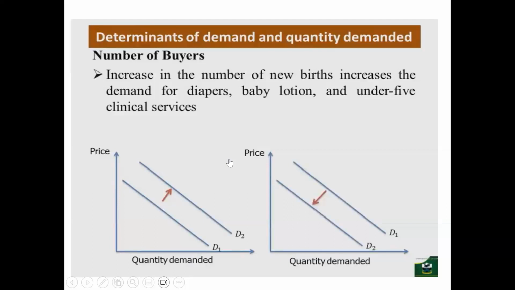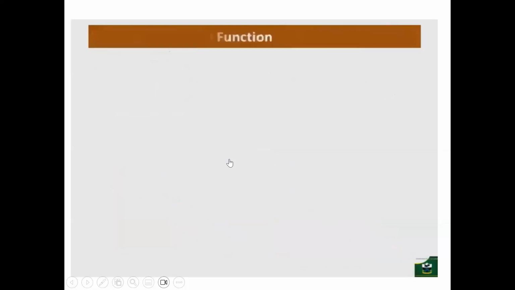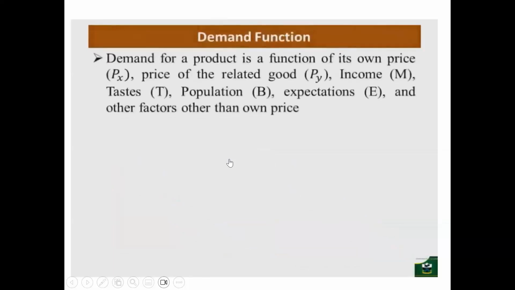Okay, so that is it about the determinants of demand. Let's now look at the demand function. Now, we note that demand for a product is a function of its own price, the price of related goods, the income of consumers, the taste, the population, the expectation, and other factors, including the own price.